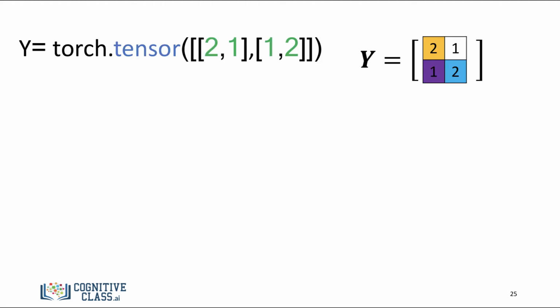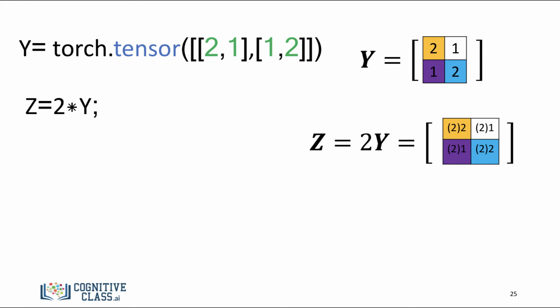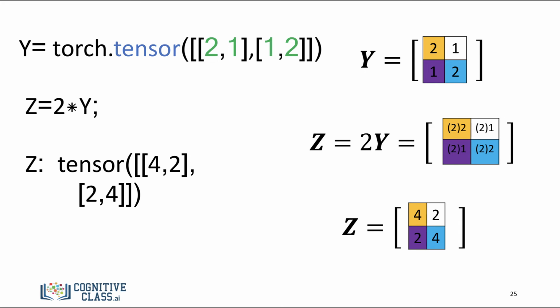We can multiply a tensor by a scalar in PyTorch as follows. We define the tensor Y. We then multiply the tensor by a scalar and assign it to the variable z. The result is a new tensor where each element is multiplied by 2.